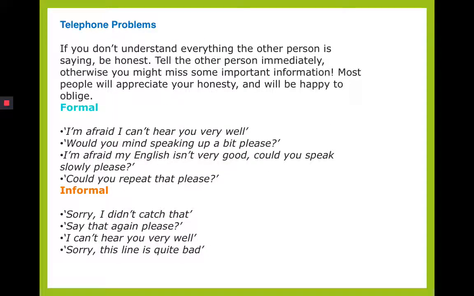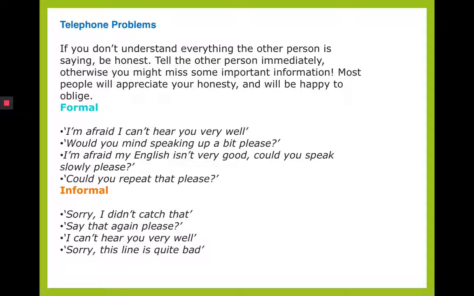Okay? Right, telephone problem. If you don't understand everything the other person is saying, be honest. Tell the other person immediately, otherwise you might miss some important information. Most people will appreciate your honesty and will be happy to oblige, right? So be honest. I'm afraid I can't hear you very well. Would you mind speaking up a bit, please? I'm afraid my English isn't very good. Could you speak slowly, please? Could you repeat that, please?